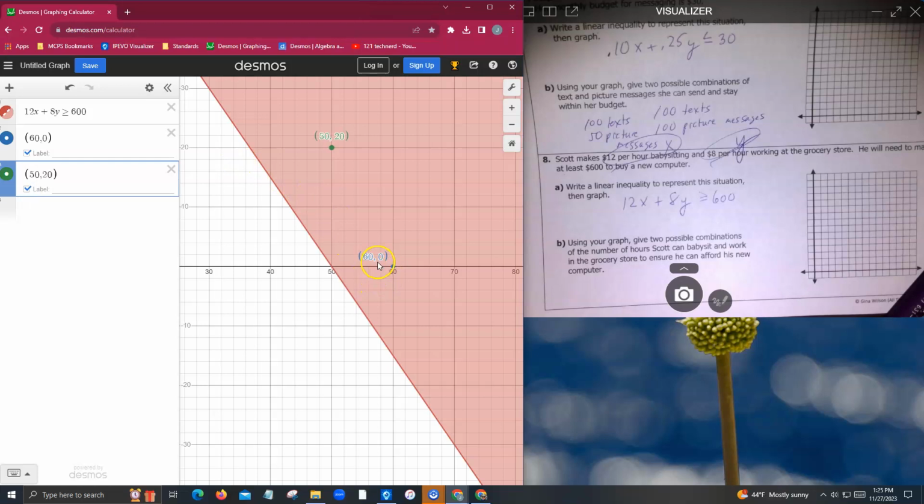All right, so 60, 0 means I worked 60 hours babysitting and no hours at the grocery store. This one says I worked 50 hours babysitting and 20 hours working at the grocery store. Again, those are both good. If I want to even break even, I could just pick something on the line. I could say, hey, I'm going to work 50 hours here. I just want to work 50 hours and nothing at the grocery store. And I could do that if I wanted to.